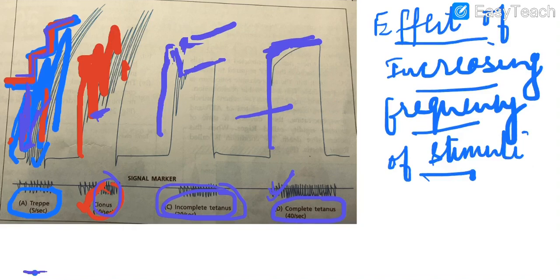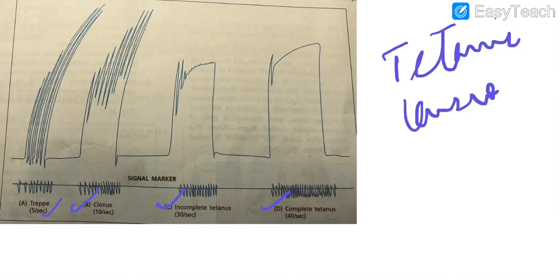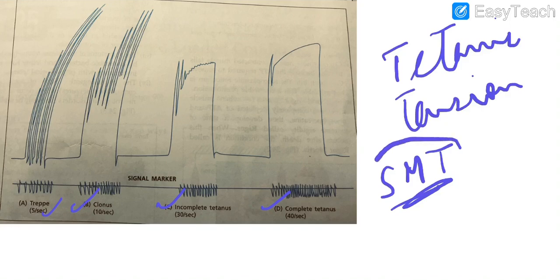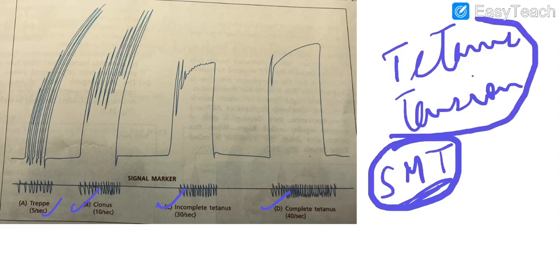Now what kind of questions might you get? First and foremost will be, explain this graph and define all these terms: Treppe, clonus, incomplete and complete tetanus. That you will get. Now the examiner might ask, tetanic tension and simple muscle twitch tension, what is the correlation between these? It means, is the strength of the tension developed in a simple muscle twitch equal, lesser or more than the tension developed during the tetanic contraction?